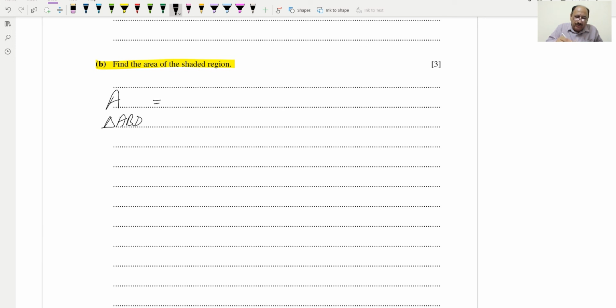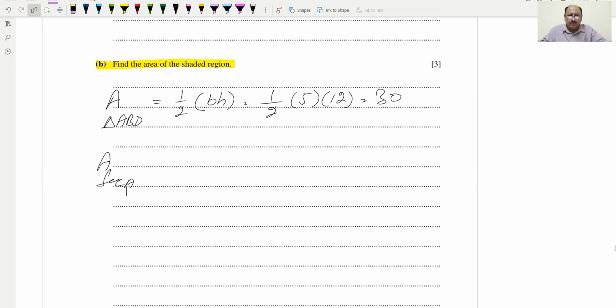Area of ABD will be equal to 1 by 2 into base into height, which is equal to 1 by 2 into 5 into 12, and this will be equal to 30. So this is the area of the complete triangle. Now we will be finding the area of the sectors. Area of sector A, we will be taking one of the sectors.